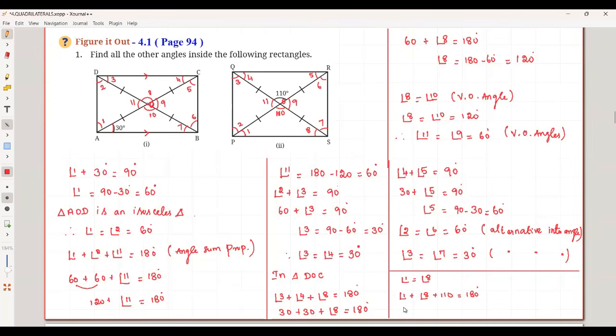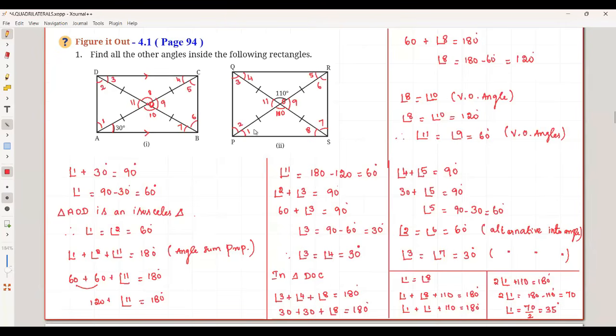Angles 1 and 8 are both equal, so I can write angle 1 plus angle 1 instead of 8. Angle 1 plus angle 1 means 2 times angle 1. 2 times angle 1 plus 110 is equal to 180 degrees. Now 2 times angle 1 is equal to 180 minus 110, and 180 minus 110 is 70 degrees. Now for angle 1 alone, take the 2 to the other side, so multiplication becomes division. 70 divided by 2 is 35 degrees.